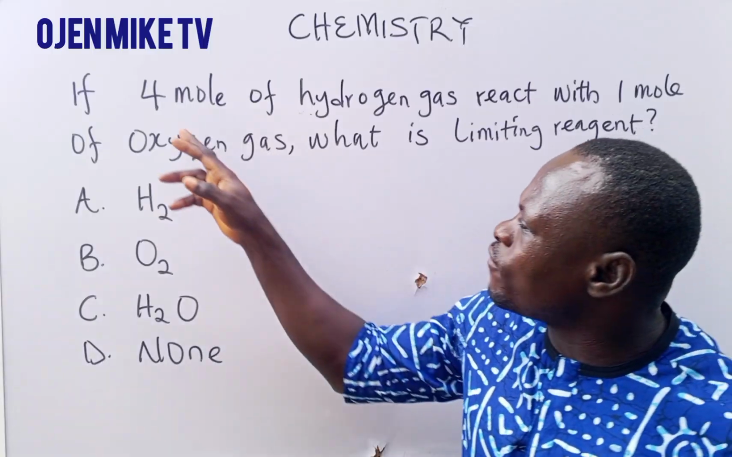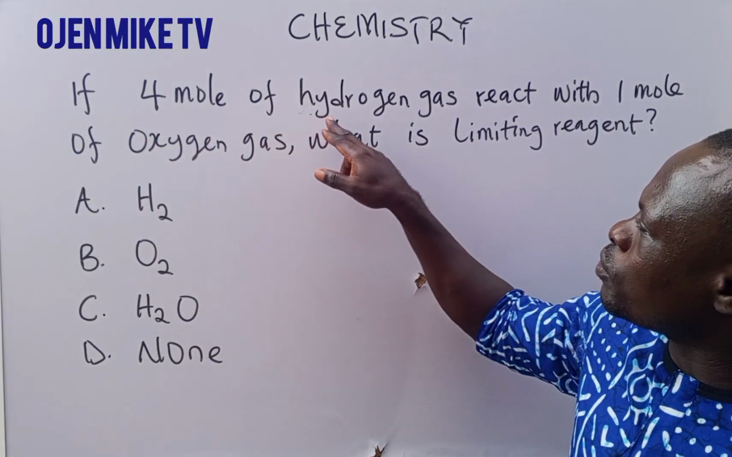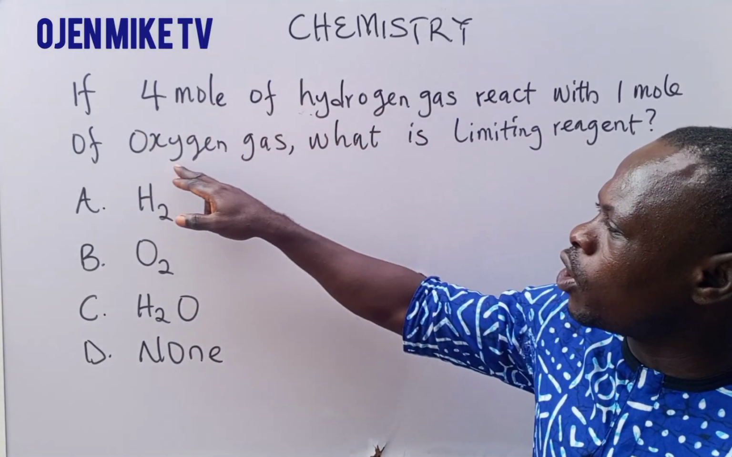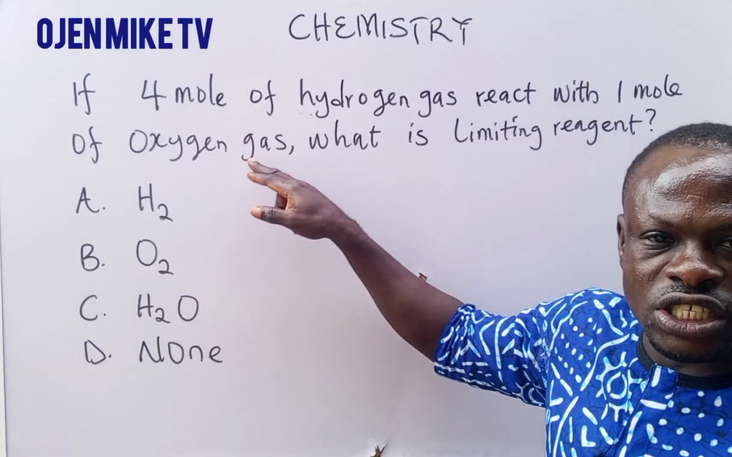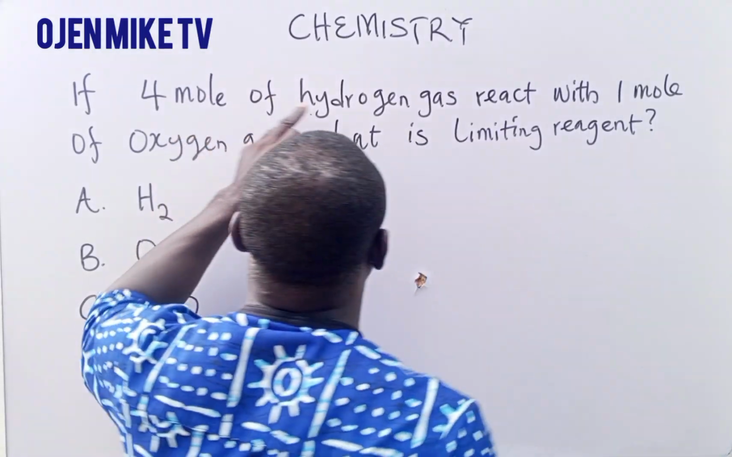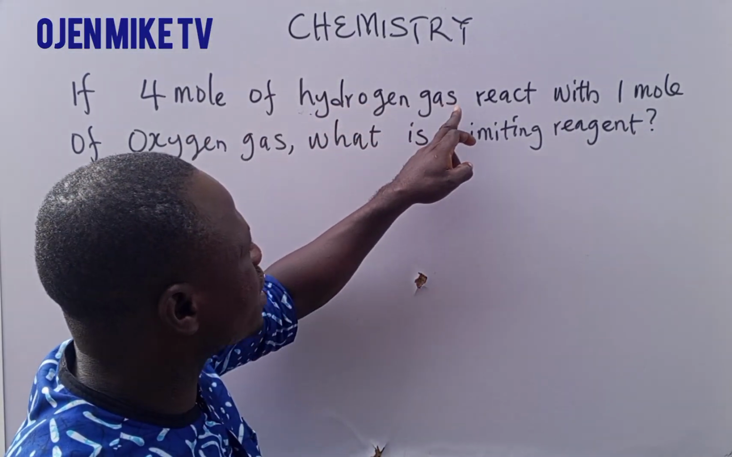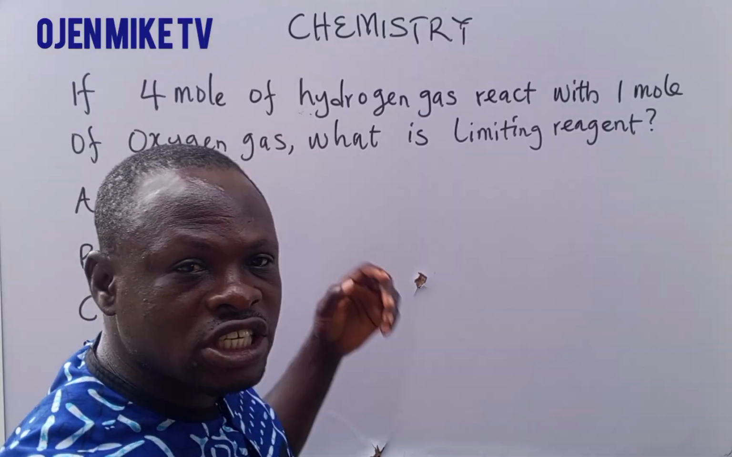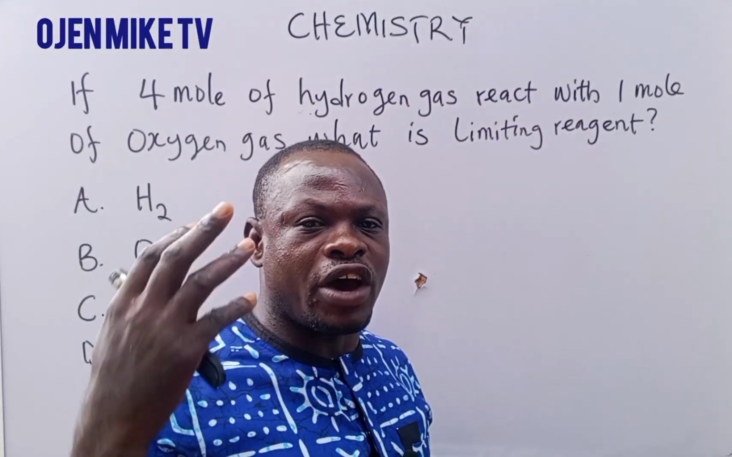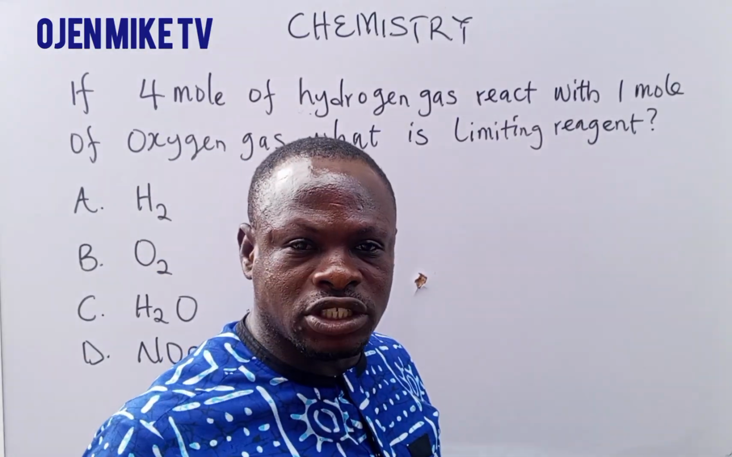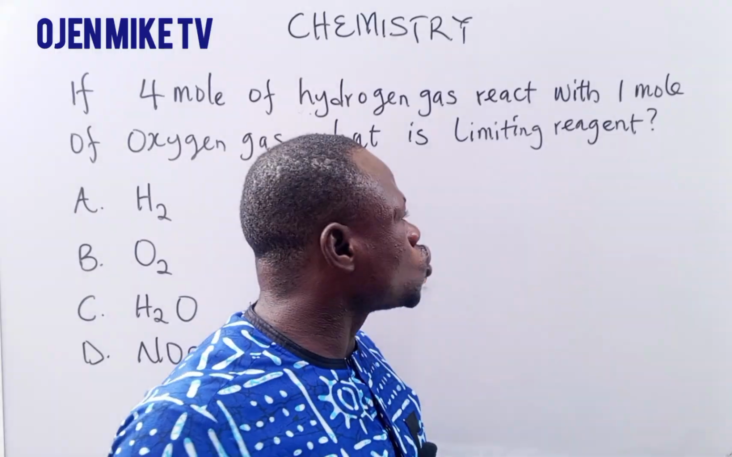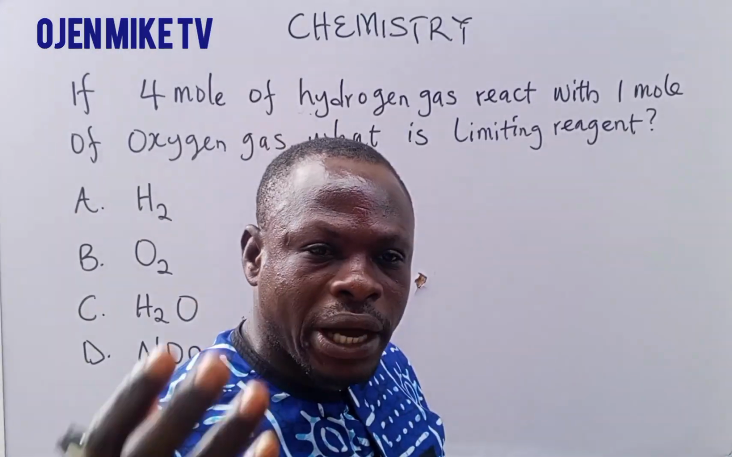And here we have 2 major reactants. We have hydrogen gas reacting with oxygen gas. Look at it, 4 moles of hydrogen gas react with oxygen. So the limiting reagent is very important in stoichiometry calculations. Okay, so now we are going to first of all balance the equation.